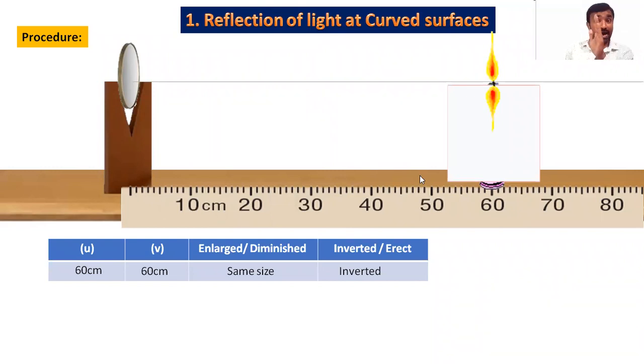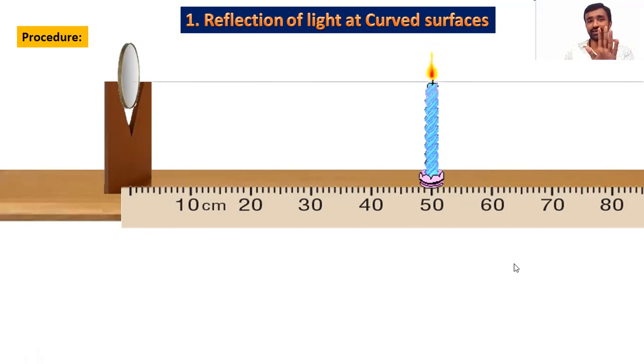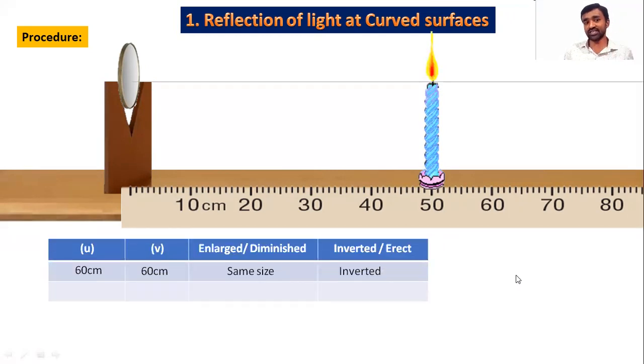So 60 is completed. I'm moving towards the mirror. What is our next position? It is 50. I will follow the same procedure. The mirror is already on the table at the 0 measurement. Then we need to place the object at 50 centimeters. Now the object has moved 10 centimeters towards the mirror, from 60 to 50. The principal axis is just imaginary; I'm showing it to you virtually. The flame is above the principal axis. Previously one process was completed: tabulating the values for 60 centimeters.